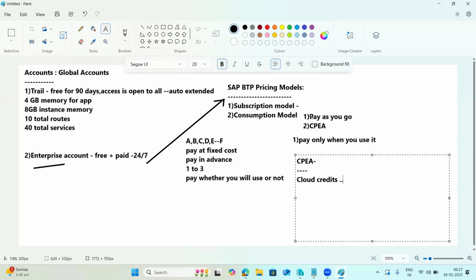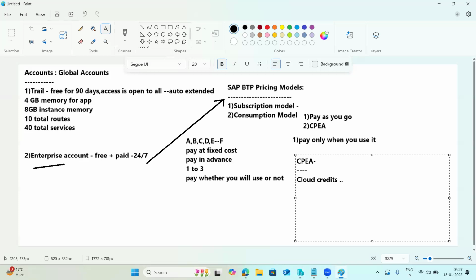So if you are using it for one month, and in the second month you are not using it, then your bill will not be generated. You will get a zero bill here. That is the main thing, and one of the interesting things about the pay as you go model.